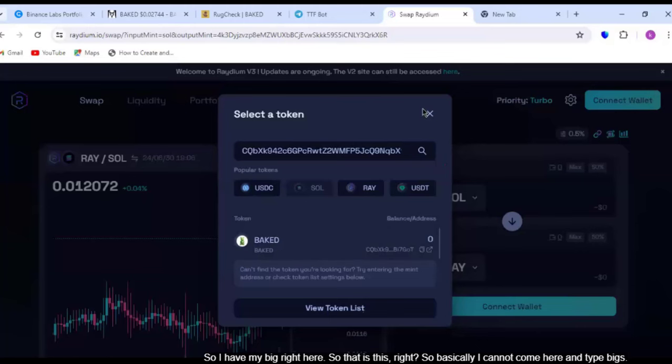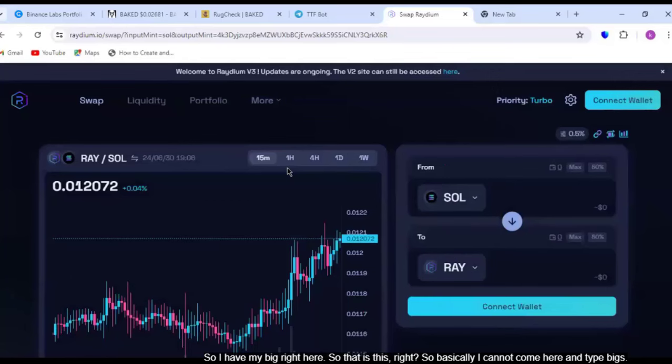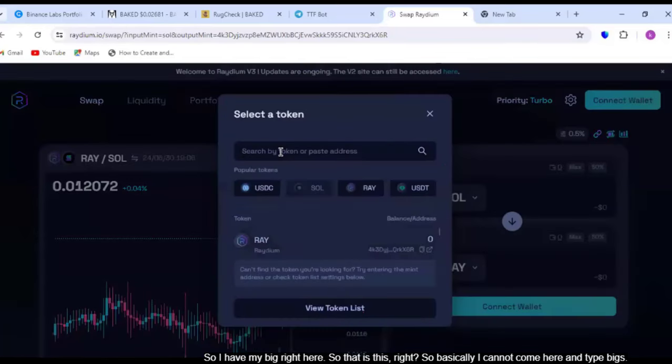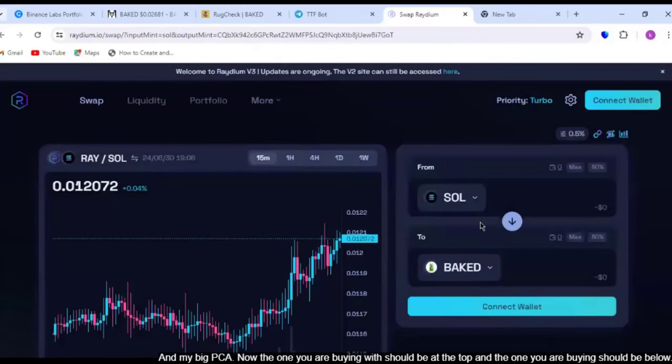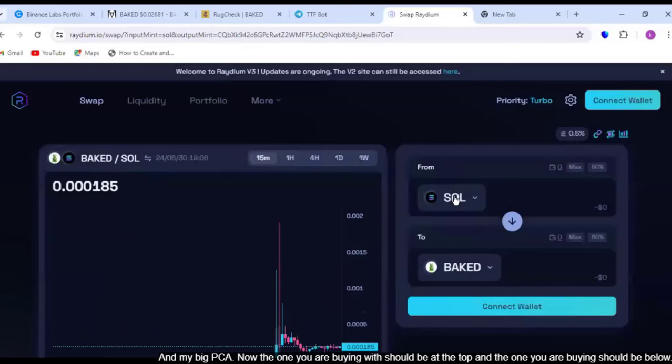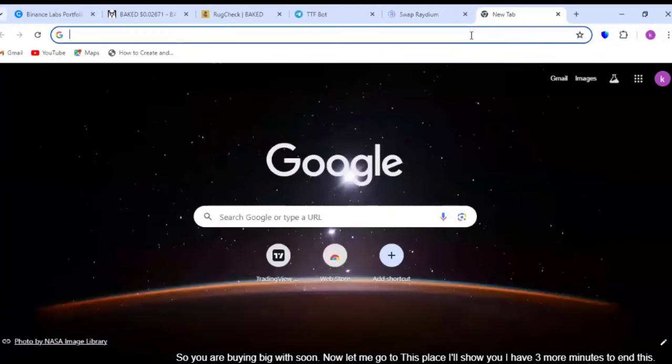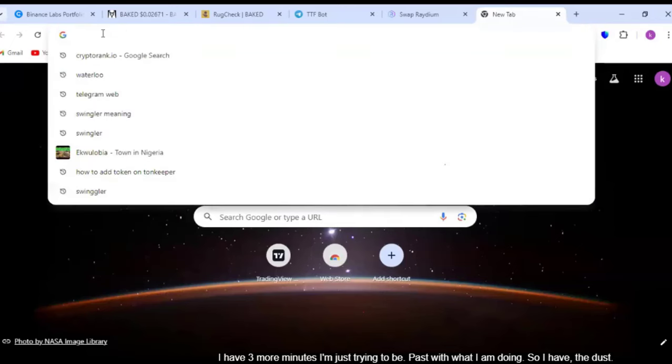So I have my token right here. So basically, I can now come here and type the token name, and I have it right here. So can you see? My Sol is here and my token is here. Now, the one you are buying with should be at the top, and the one you are buying should be below. So you are buying the token with Sol. Now let me go to this place and show you. I have 3 more minutes to end this, so I'm just trying to be fast with what I am doing.